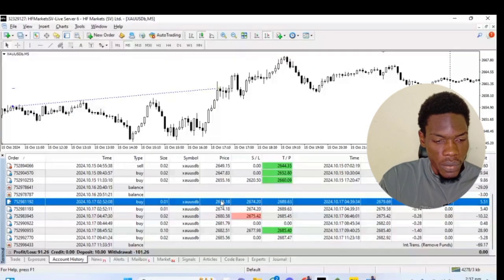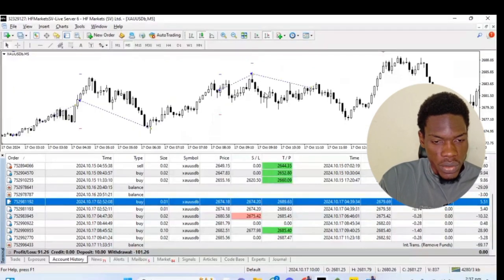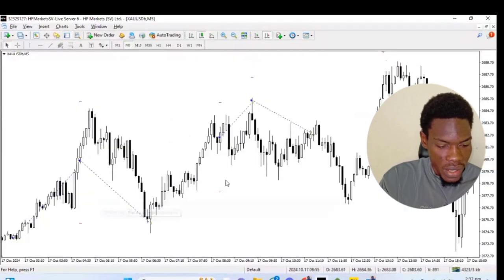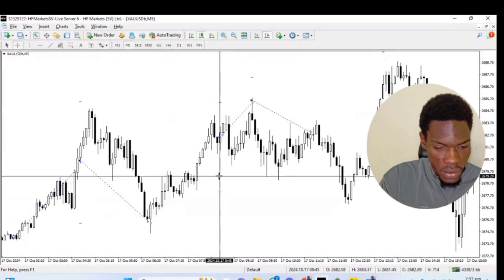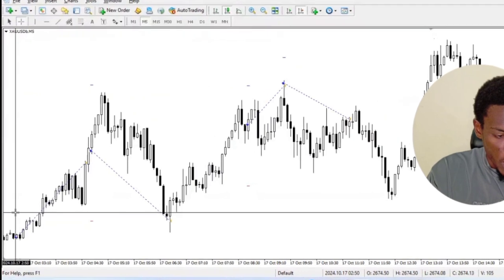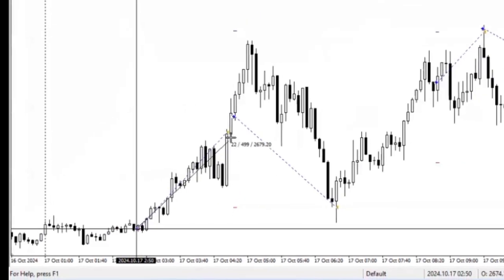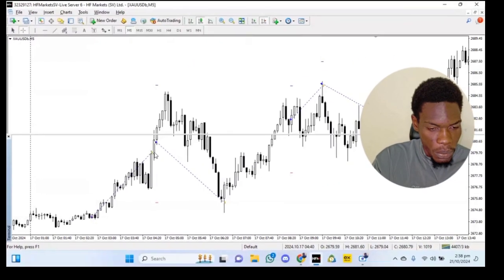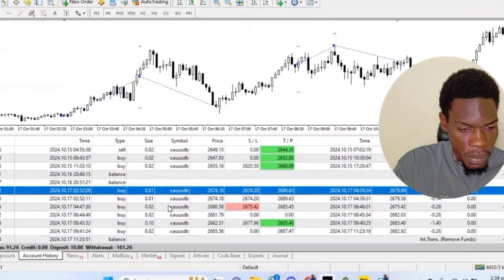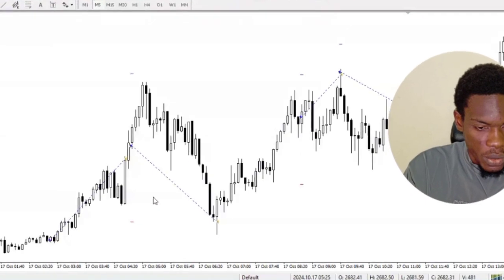Okay, so the first trade we placed was a buy on the 17th around 2 a.m. That was when I placed this trade. On the 17th, 2 a.m. So that should be this. Yeah, that is this trade over here. That is this buy over here. I placed a buy to this level, about 54 pips. After that, I placed a buy again, and then I placed a buy. I just kept placing buys because I knew price was going to go up.